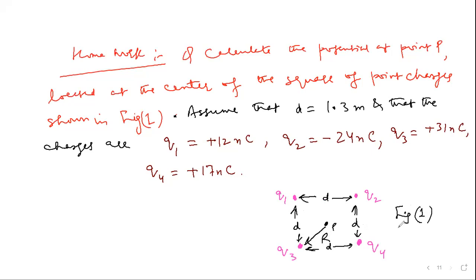So let me check the figure. Q1, Q2, Q3, Q4. So they are at the vertices of a square. D is the side of the square. Calculate the potential at point P. You have to calculate the potential at point P, which is located at the center of the square of point charges shown in figure 1. Assume that D is 1.3 meter and that the charges are Q1 is plus 12 nanocoulomb, Q2 is minus 24 nanocoulomb, Q3 is plus 31 nanocoulomb, Q4 is plus 17 nanocoulomb. And you know 1 nanocoulomb is 10 raised power minus 9 coulomb. So do your homework, don't waste your time.